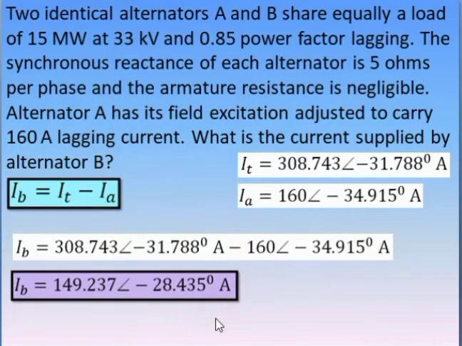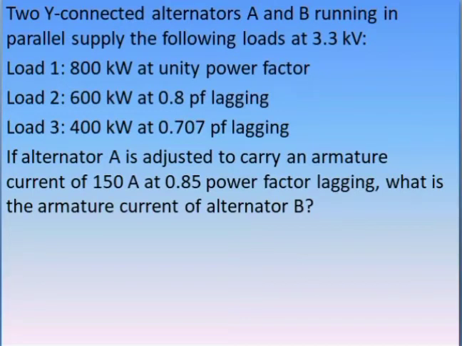Puntaan naman po natin itong problem number 3. Two Y-connected or star-connected alternators A and B running in parallel supply the following loads at 3.3 kilovolts. Load 1, 800 kilowatts at unity power factor. Load 2, 600 kilowatts at 0.8 power factor lagging. Load 3, 400 kilowatts at 0.707 power factor lagging. If alternator A is adjusted to carry an armature current of 150 amperes at 0.85 power factor lagging, what is the armature current of alternator B? So yung current ng alternator B ang hinahanap natin po dito.